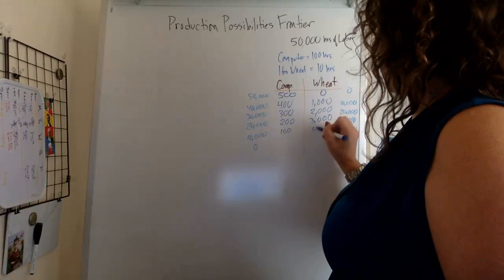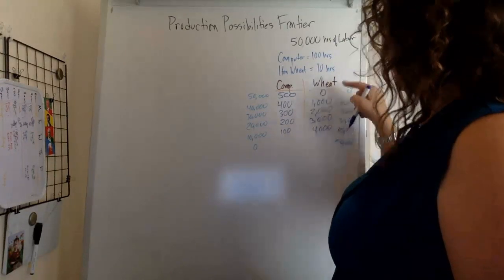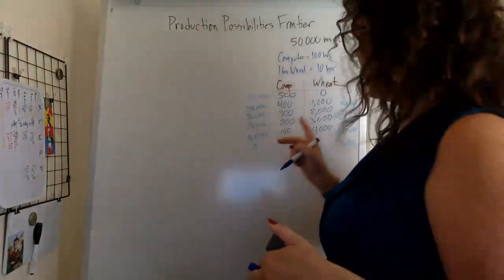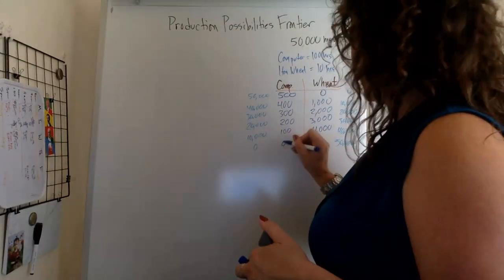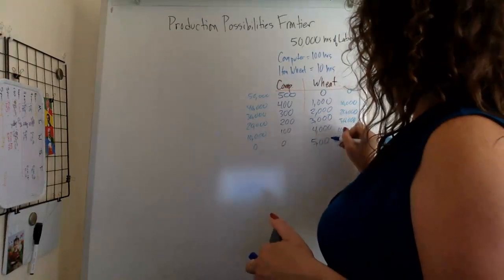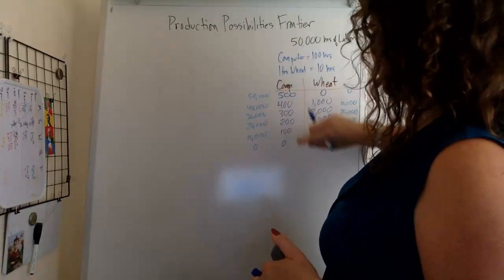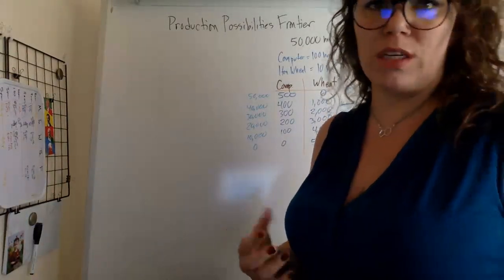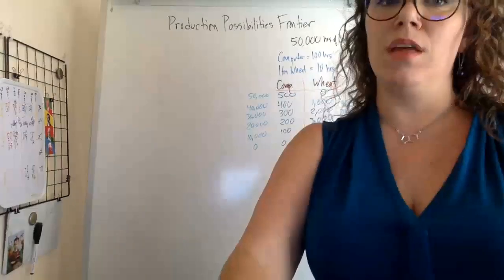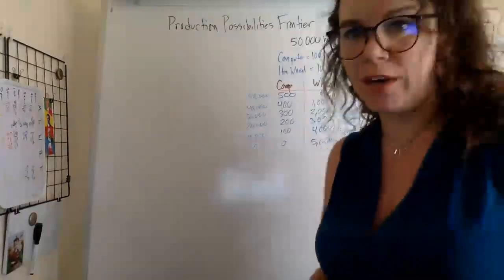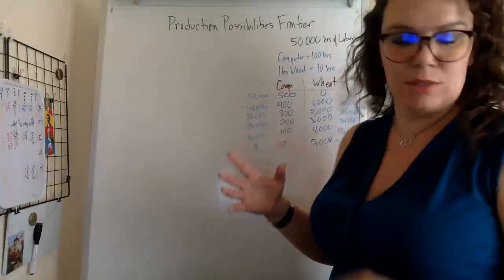And just like before, we see that in the relationship between wheat and computer production, the opportunity cost stays the same. You can see that because you can see that pattern emerging, right? Every time we give up 100 computers, we get another 1,000 tons of wheat. And that's one of those important concepts that we get from the production possibilities frontier. That's one of those really great things. So now I want to go ahead and graph my production possibilities frontier.